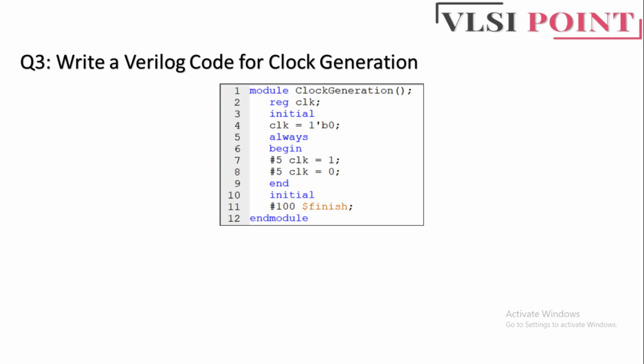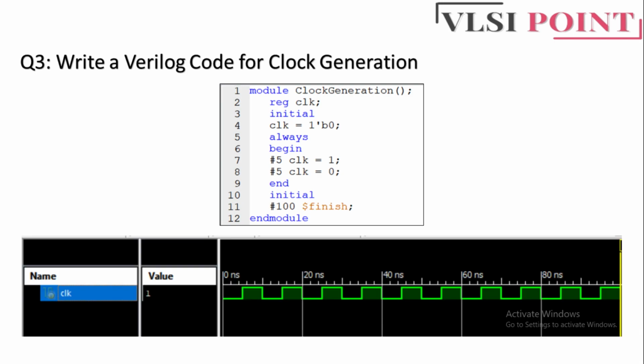So here is your clock signal. This is how your clock signal will be generated. Here the time unit is nanosecond. So the time period of your clock signal will be 10 nanosecond. You can see here 5 and 5, so total 10 nanosecond will be the time period of your clock signal. So this is a very simple code and you can write it on your own.